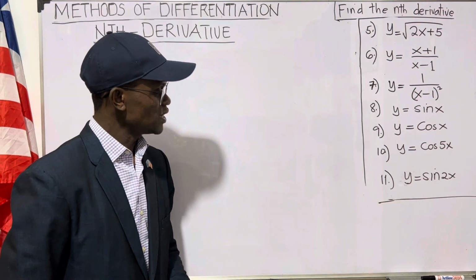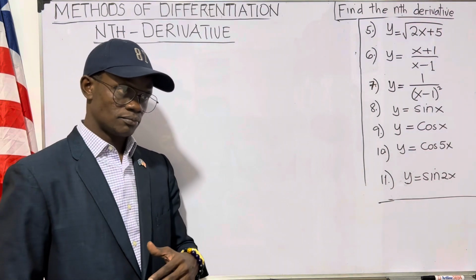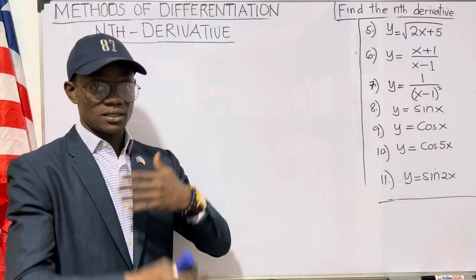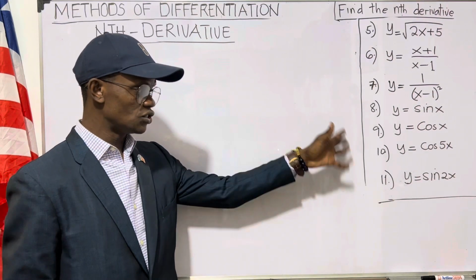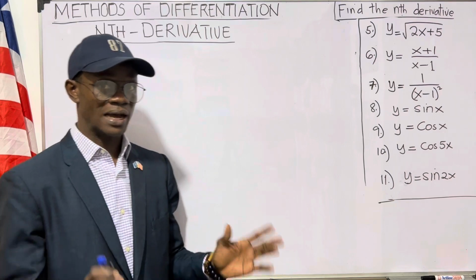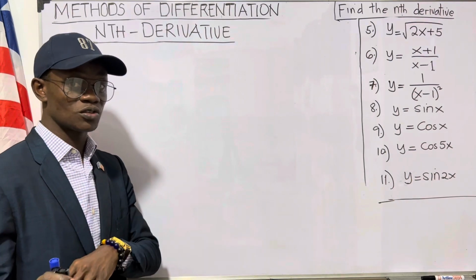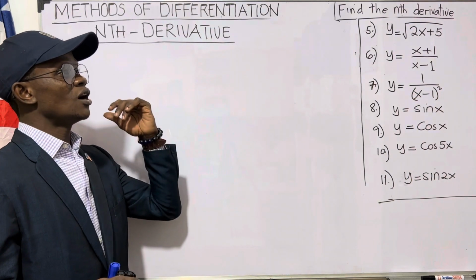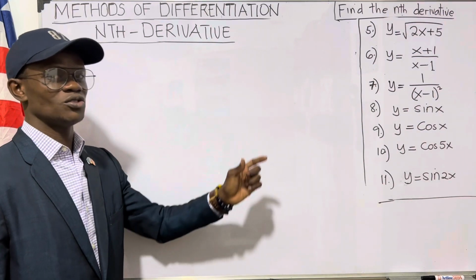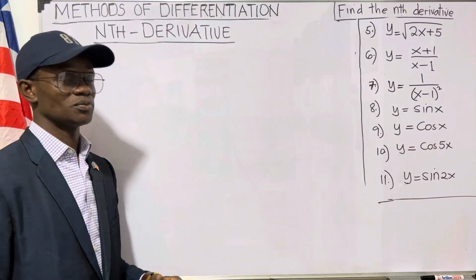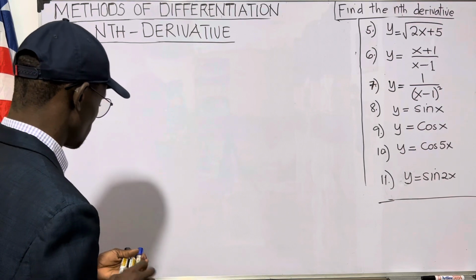So based upon the repeating technique of these trig functions, we want to now derive a technique that you will use. So if they ask you to find the 100,000th derivative, you already know what to do. So let's get started.